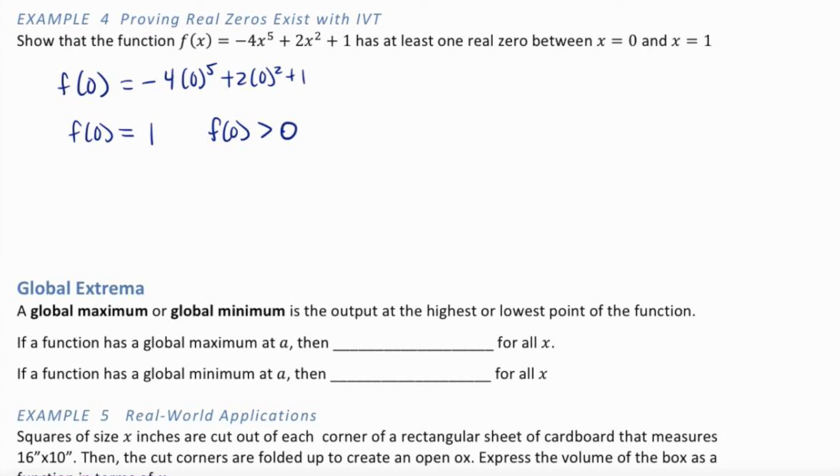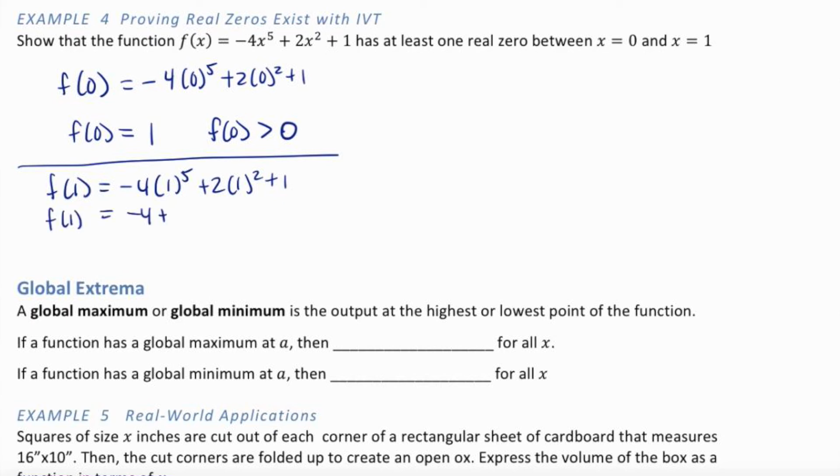Now let's take a look at f of 1. This becomes negative 4 times 1 to the fifth plus 2 times 1 squared plus 1. So we have f of 1 equals negative 4 plus 2 plus 1. Negative 4 plus 2 is negative 2, plus 1 is negative 1. So this means f of 1 is less than 0. So let's draw a quick rough sketch. So we know our function f at 0 is up here at 1. So here's 1, here's negative 1.